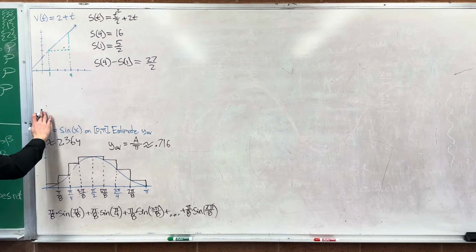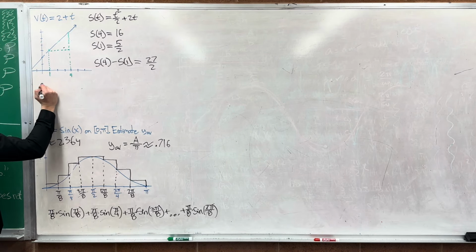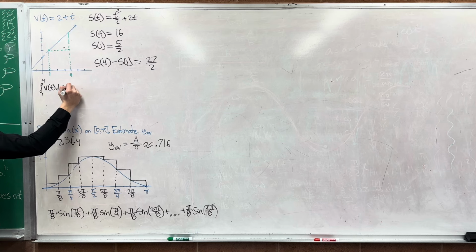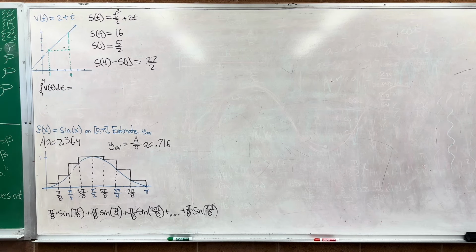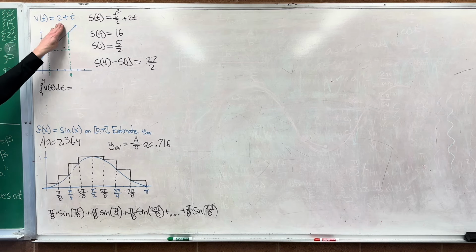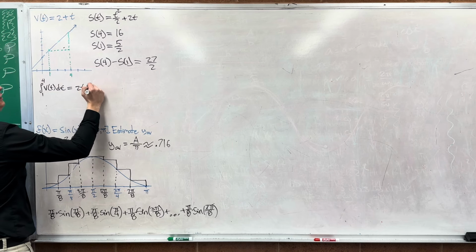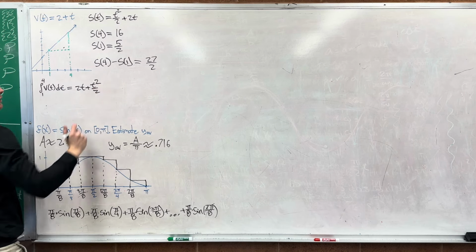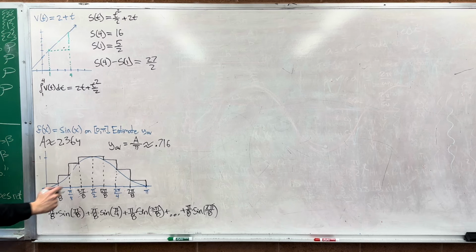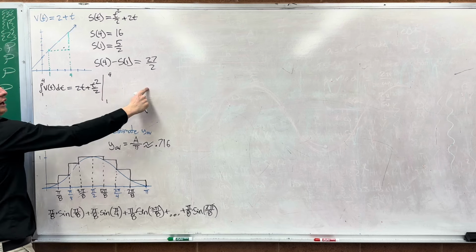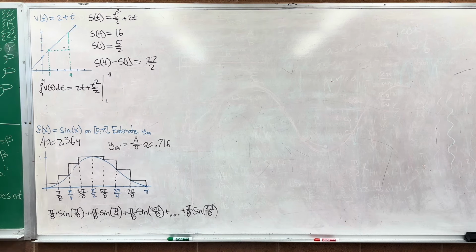Let me write out explicitly what we did. We calculated the integral of our velocity t from time equals 1 to time equals 4 with respect to t. Now here's the trick to solving these. What's the integral of that? We already calculated that. It was 2t plus t squared over 2. The way we say this is we evaluate this from 1 to 4. In other words, plug in 4 and then subtract what you get when you plug in 1. And that's exactly what it gives you.